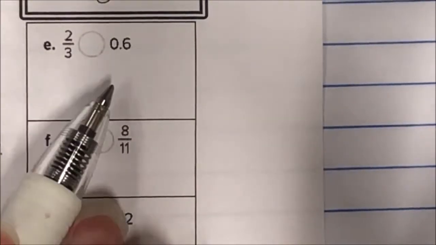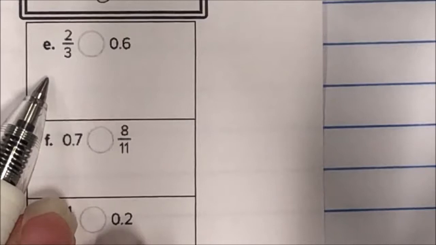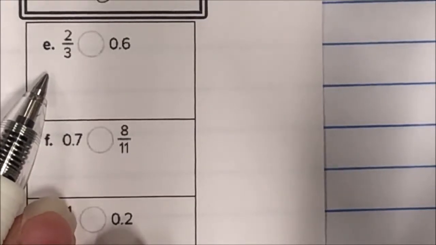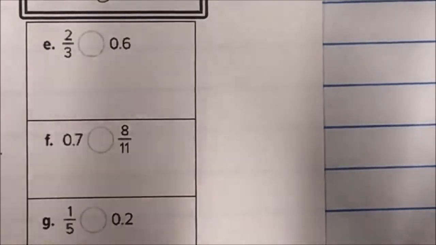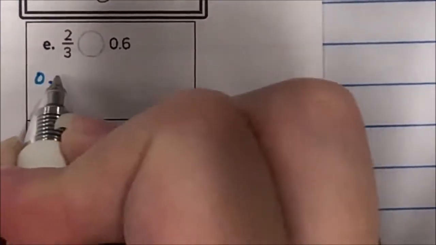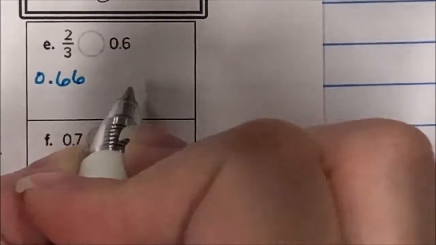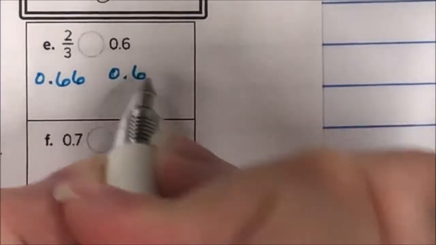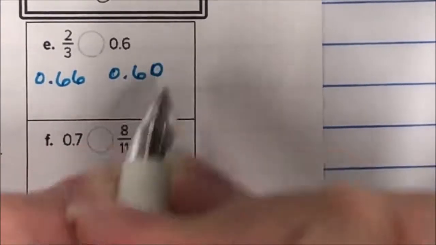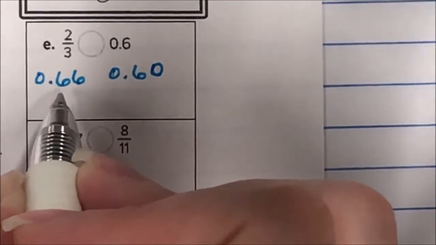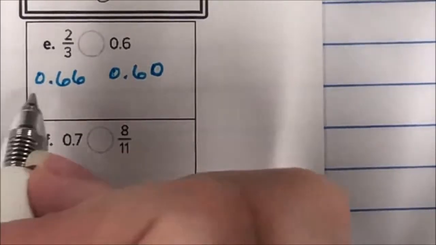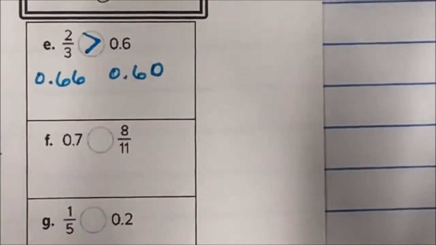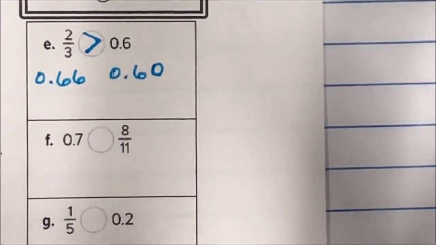Now that you've tried the try it problems on your own, let's look at them together. The first one I have is 2/3 and 0.6. So I want to change 2/3 to a decimal. Well, 2/3 is a repeating decimal, and it repeats 0.66 forever, right? And then I'm comparing it to 0.6. I can annex a 0 on this side. So which is bigger, 66 or 60? 66. So 2/3 is greater than 0.6 or 6/10.